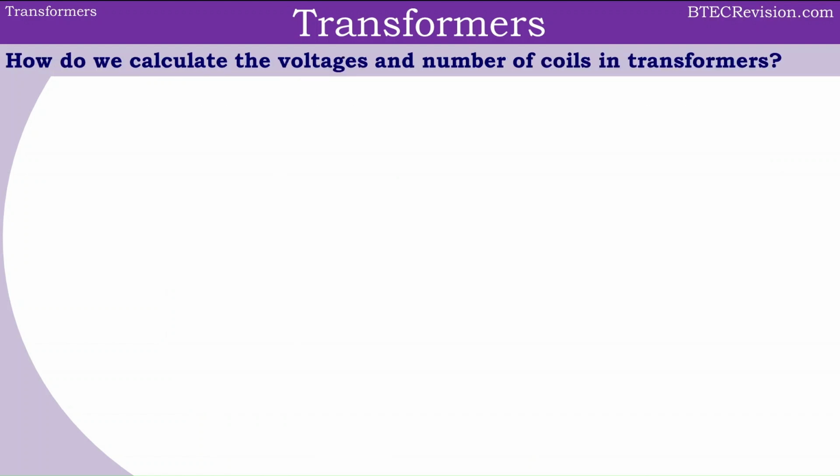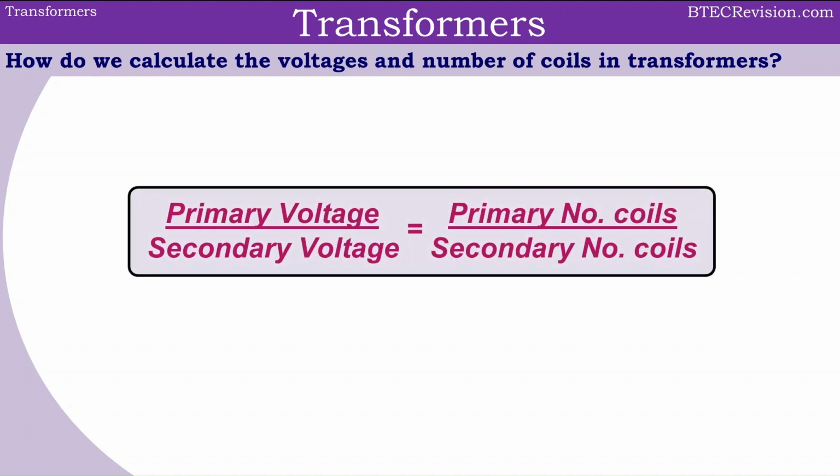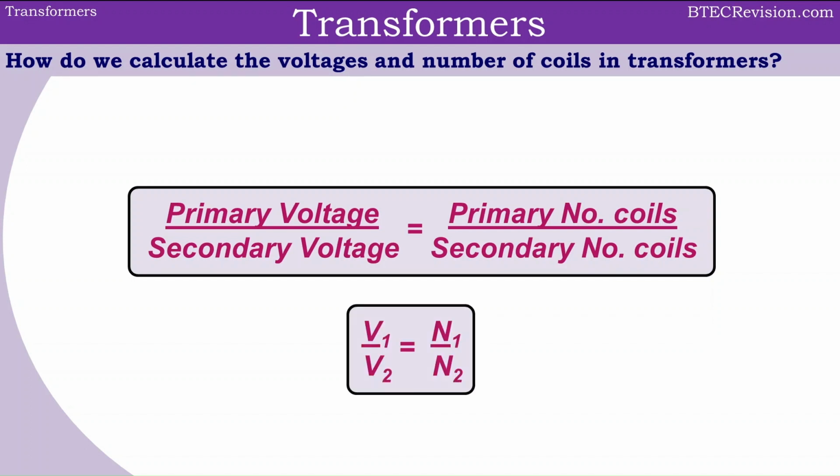How do we calculate the voltages and number of coils in transformers? We have this equation, which is stating that the primary voltage divided by the secondary voltage is equal to the primary number of coils divided by the secondary number of coils. So this is the ratio of the voltages is equal to the ratio of the number of coils. And the short form is V1 divided by V2 equals N1 divided by N2.